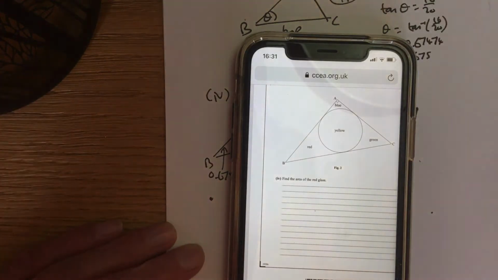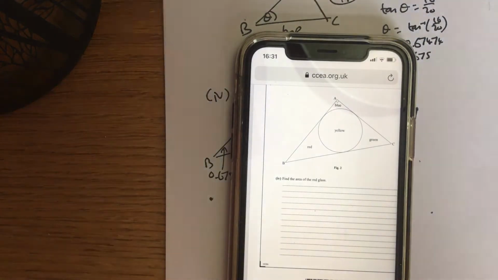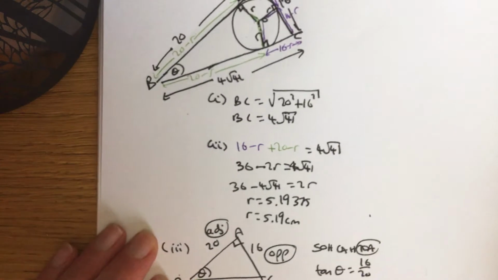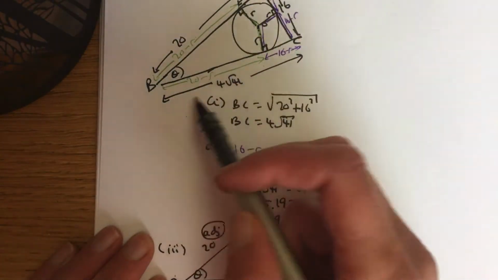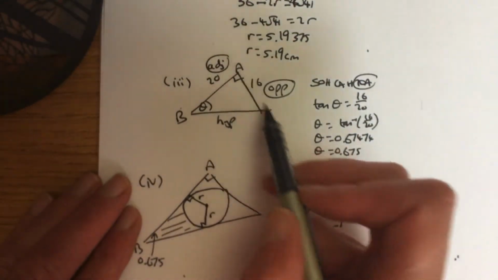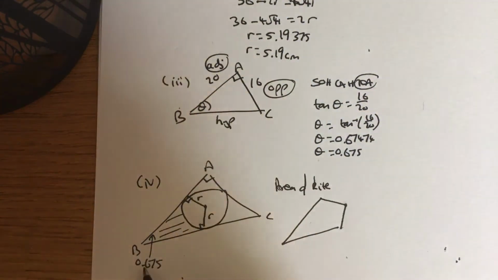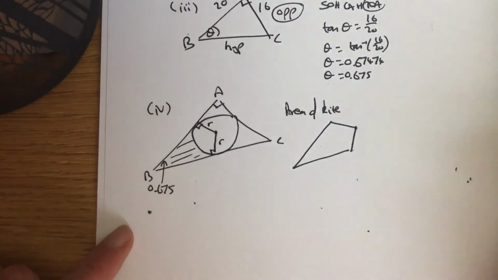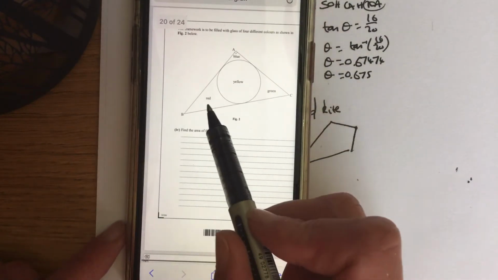Okay, the last part of this question here is quite tricky. I'll just recap. What we have done is in part A, we have found the hypotenuse there. Part two, we have found the radius. Part three, we have gone back to the original triangle and found the angle at B. Now, part four, they're asking you to find the area of the red glass.